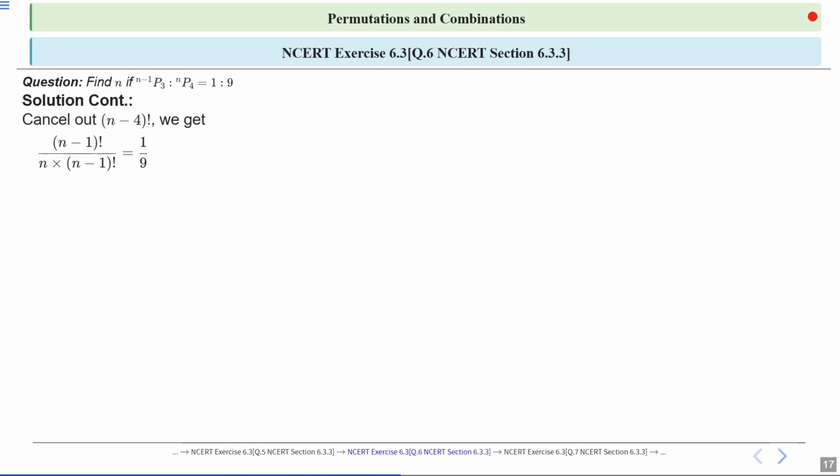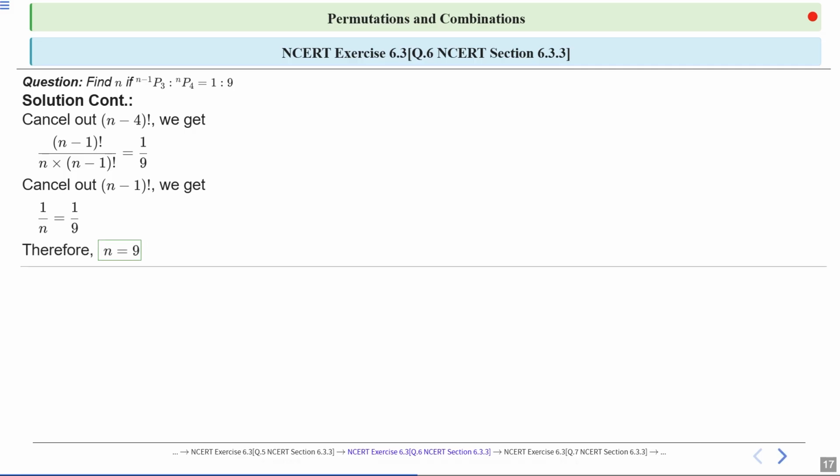Cancelling out (n minus 4) factorial, we get (n minus 1) factorial upon n times (n minus 1) factorial, equal to 1 by 9. Observe here (n minus 1) factorial will be cancelled out. Further simplifying, the equation becomes 1 by n equal to 1 by 9. So therefore the value of n is equal to 9. So our answer will be 9. I hope this question is clear to all of you. Now let's move to the next question.